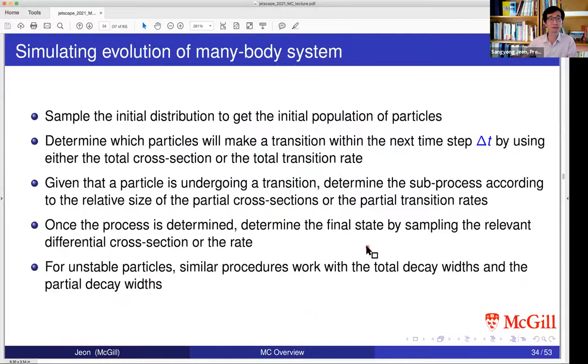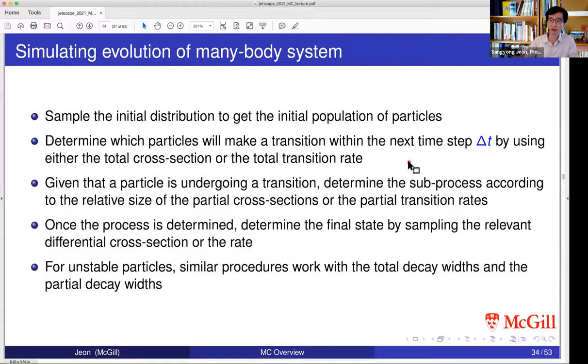Okay, so what do you do? You sample initial conditions to get the initial population of particles. You propagate them using the rate. First of all, you decide which two particles are going to interact using something like a total cross section. Once you decide that A and B are colliding, you look at the partial cross sections of each process that A and B can produce, and then decide which process is going to take place, again using the random number generator according to those probabilities.